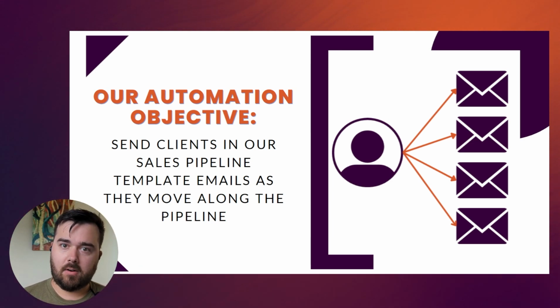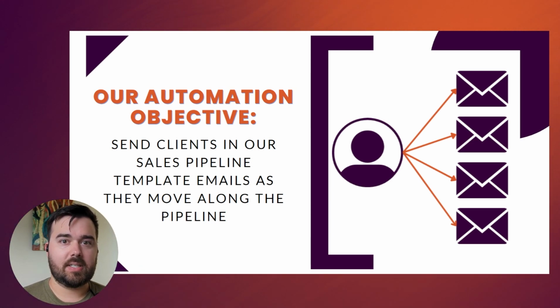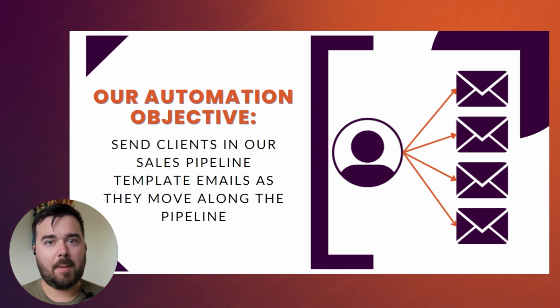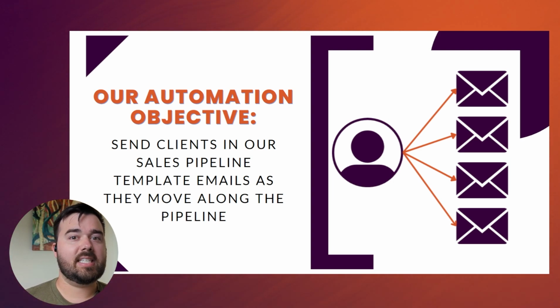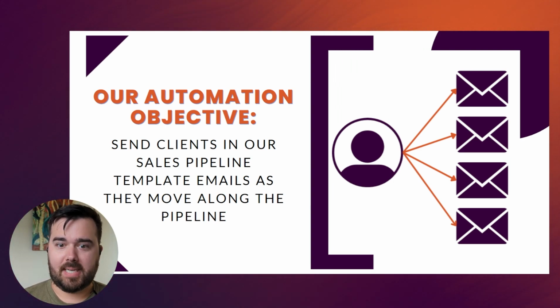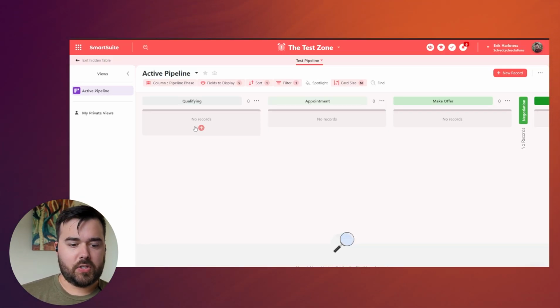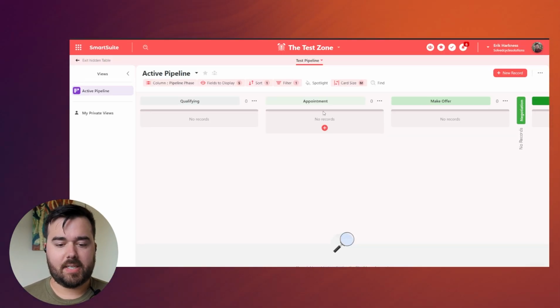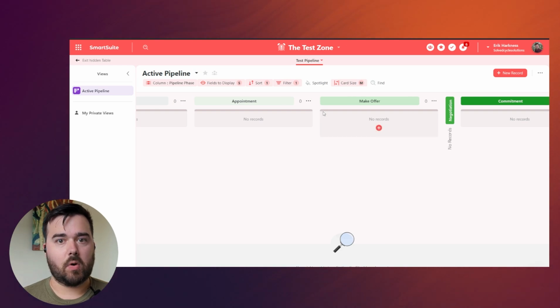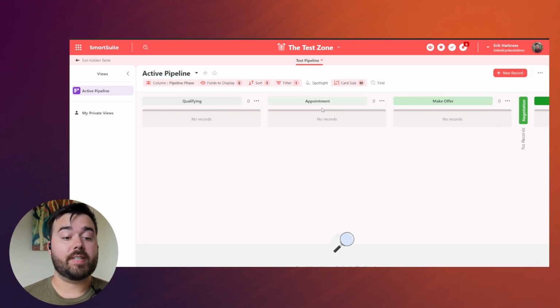But the main question that we're probably going to be looking at here is, what is the update method, or what is the least amount of steps it will take to update this process? So let's take a look at SmartSuite here, and you see that I have basically 4 different phases that I'm going to be sending people through the sales pipeline.